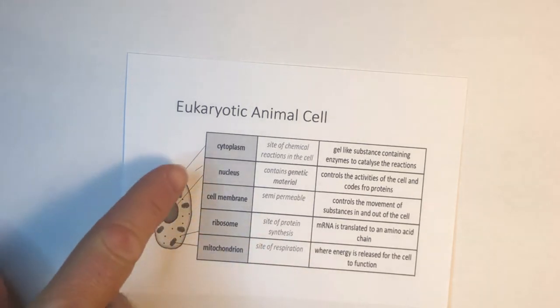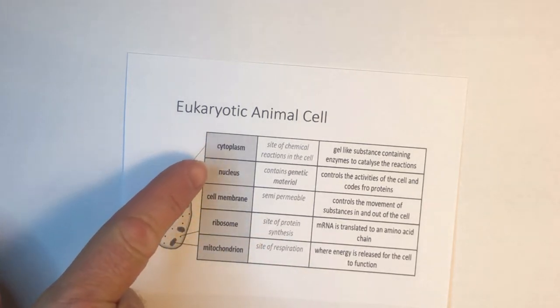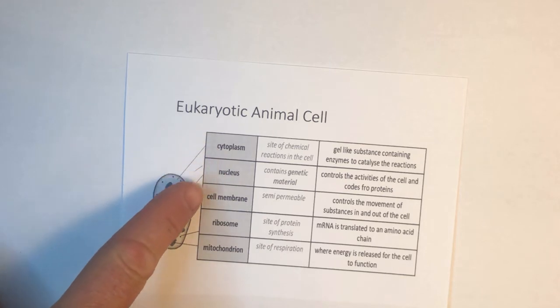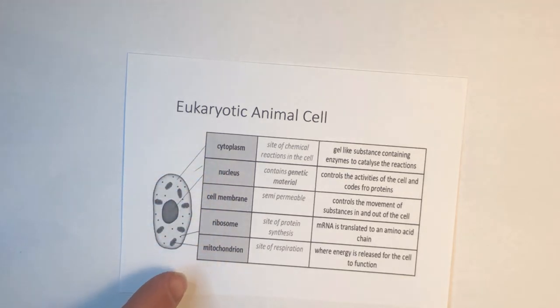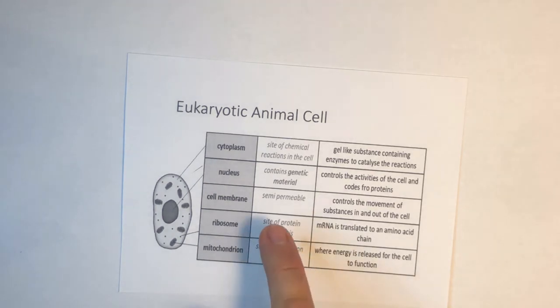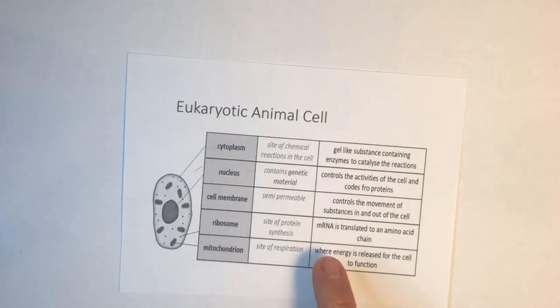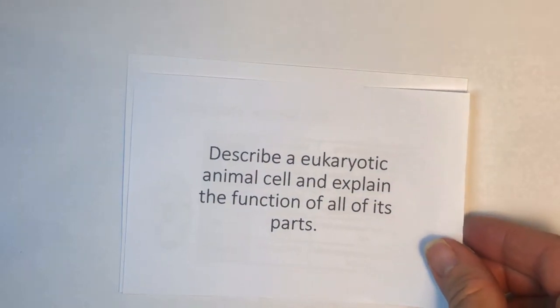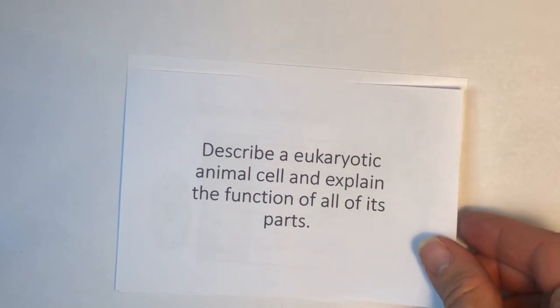You have a picture of a cell there, and it's split up into 5 individual different bits: the cytoplasm, nucleus, cell membrane, ribosome, and mitochondrion. You need to read through and be able to explain back exactly what each one of those individual parts does.